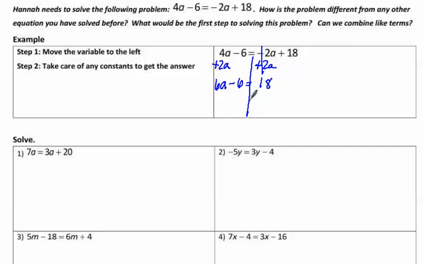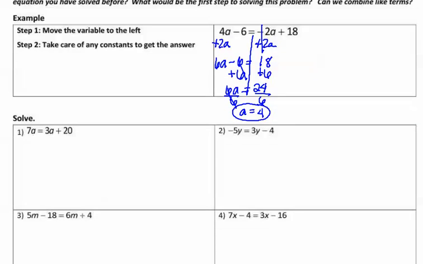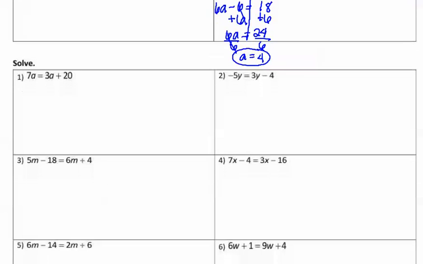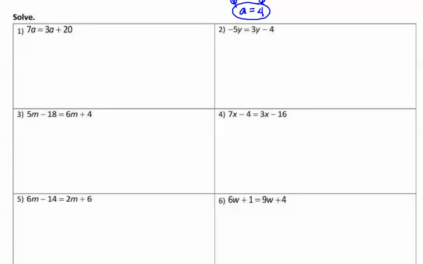Now it's a two-step equation, and you can move the constant first by adding 6 to both sides. 6a equals 24. One-step equation, you want to divide each side by 6 and get a equals 4. Let's try a few problems together.